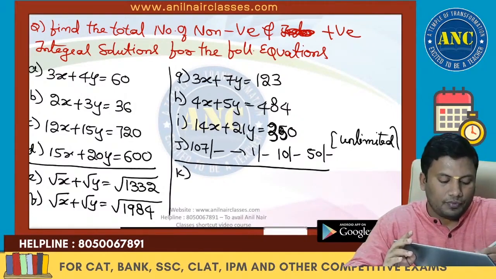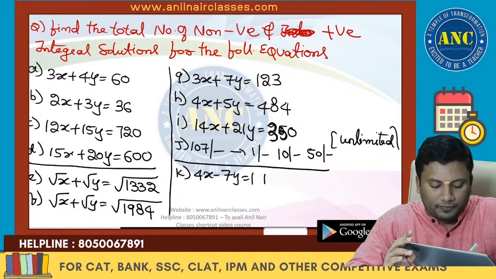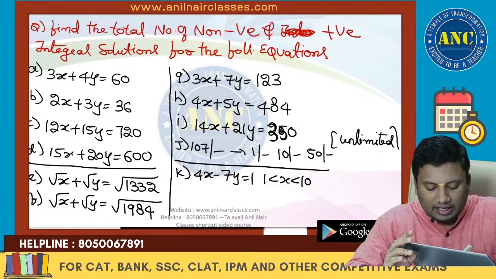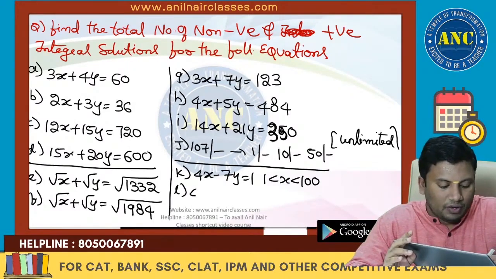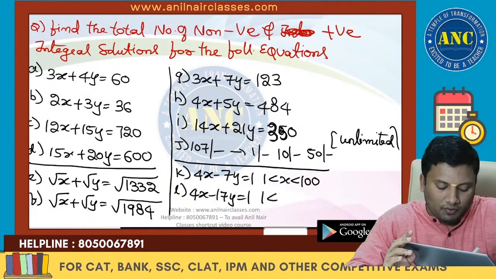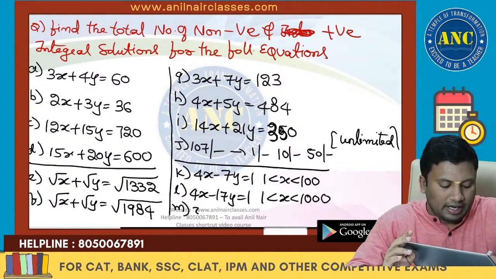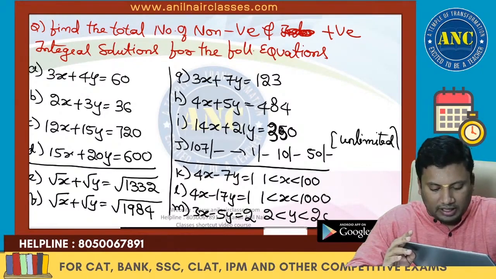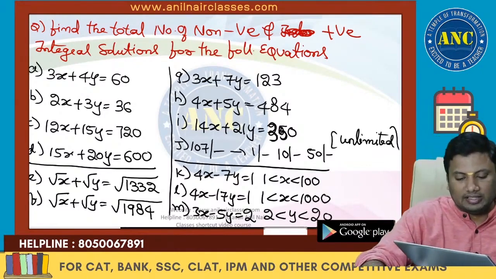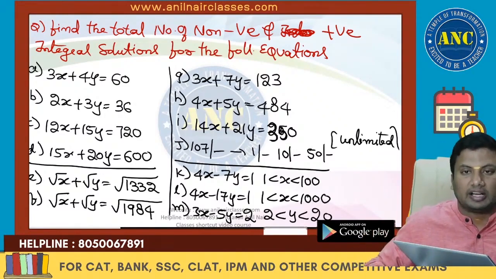K. 4x minus 7y equals 1, with 1 less than x less than 100. L. 4x minus 17y equals 1, with 1 less than x less than 1000. M. 3x minus 5y equals 2, with 2 less than y less than 20. First we will solve problems 4 plus 2, 6, 10 and 13.